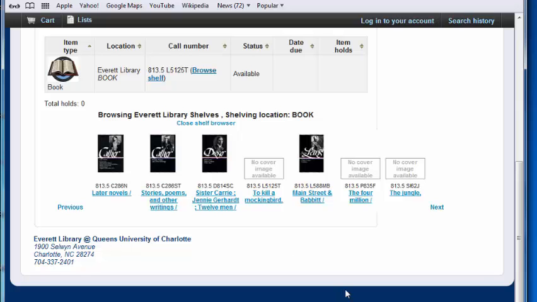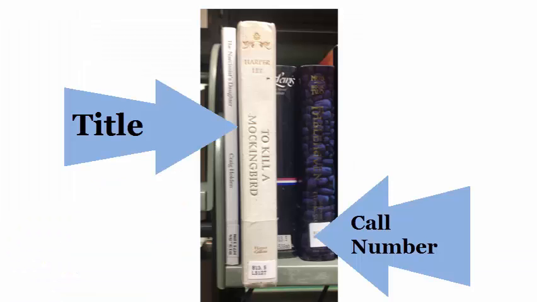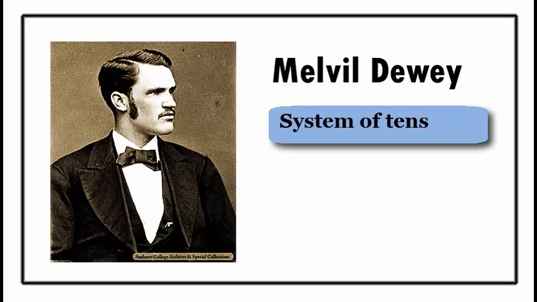But first, let's take a minute to review. Here we see the book returned to the shelf with the title and call number clearly indicated on the book itself. You will not need to know all the details of the Dewey Decimal System to shelve books in Koha.